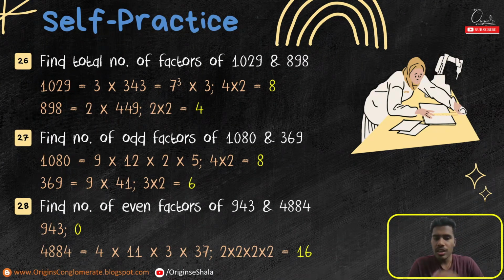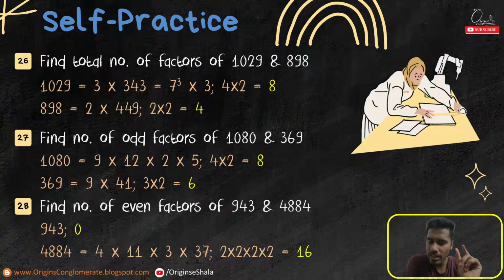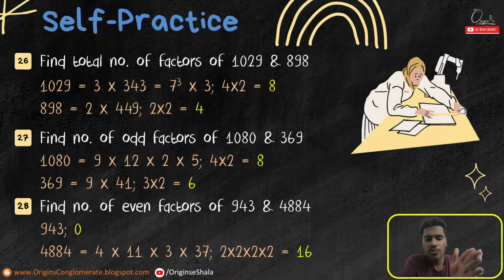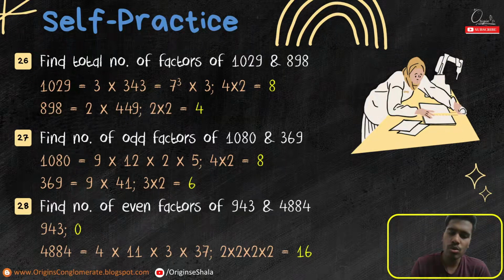In any case, we are interested in the even factors of this number. So I got them from 4, which is 2 square. And I know very well for even factors, I need not touch the power of 2. That means the 2 at the top will remain as it is. And for 11, 3 and 37, all of them have 1 as power. So I will add 1 more to each and multiply all of them together. So 16 is my final count of all the even factors.